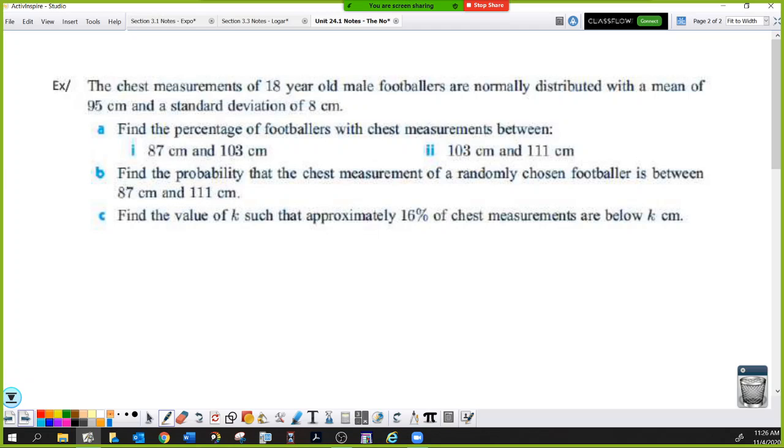The chest measurements of 18-year-old male footballers, talking about soccer players, okay, are normally distributed with a mean of 97 centimeters and a standard deviation of 8 centimeters. Okay, so we have mu, it's 95, and sigma is 8. This is important. It says find the percentage of footballers, what a weird thing to say, find the percentage of footballers with chest measurements between 87 and 103.